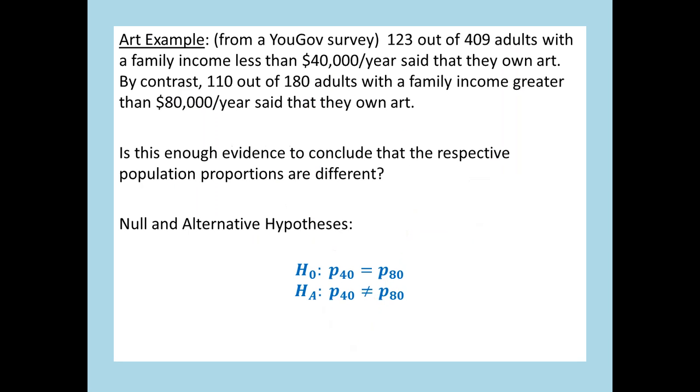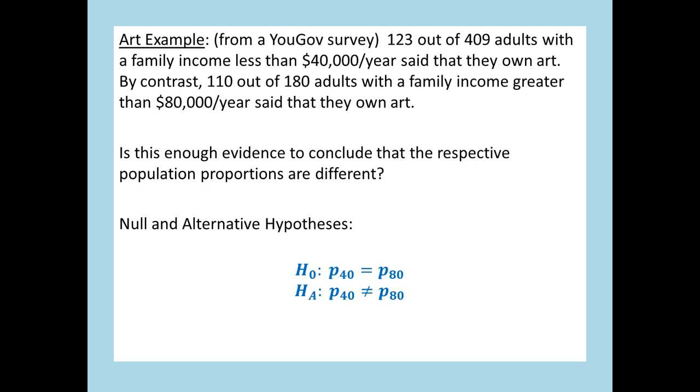Anyway, the 2 proportions that we're going to compare: 123 out of 409 adults with a family income less than $40,000 a year said that they own art, but 110 out of 180 adults with a family income greater than $80,000 a year said that they own art. Is this enough evidence to conclude that the respective population proportions are different? So because of the word different, we need a not equal to in the alternative hypothesis.